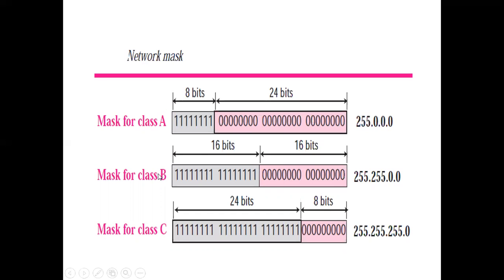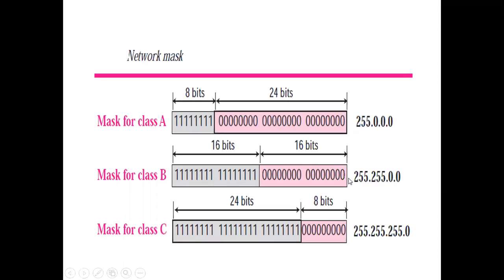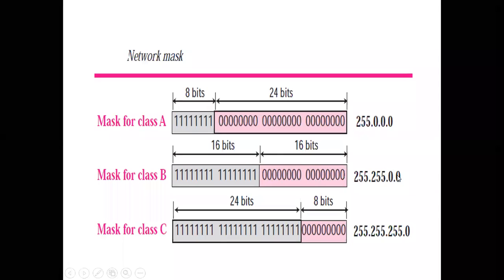Come to class B, n is equal to 16. 16 bits are 1. So see, these are the 16 ones. Converting it into decimal, you get 255.255.0.0. So this is the network mask for class B.